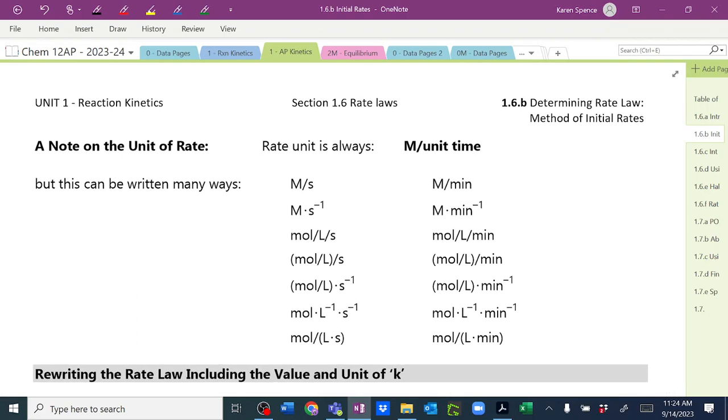A note on the unit of rate. Rate is always molar per unit time, at least in these ones. It could also be atmospheres per unit time if we're dealing in pressures, but most often it's molar per unit time.